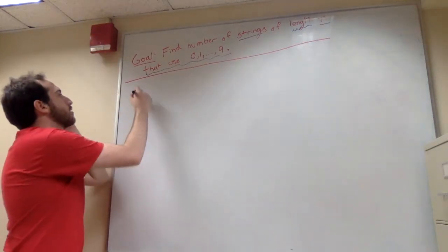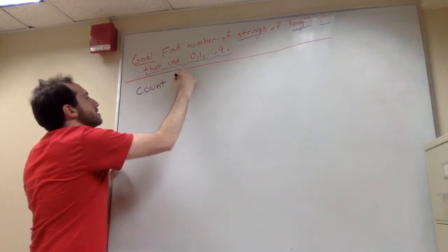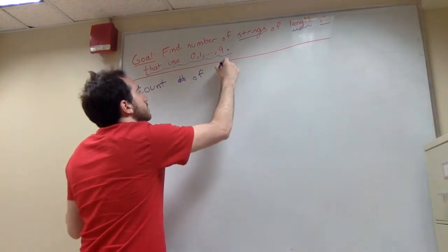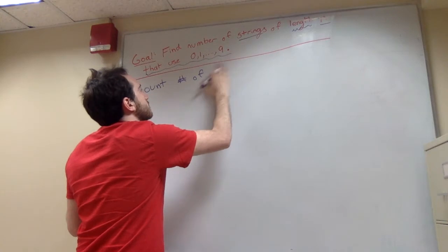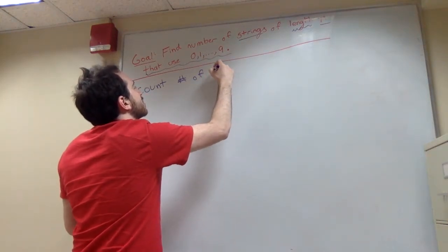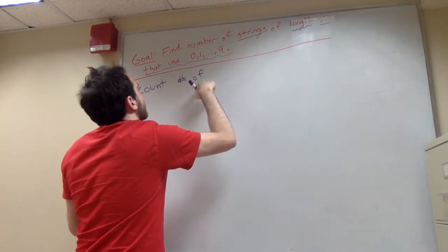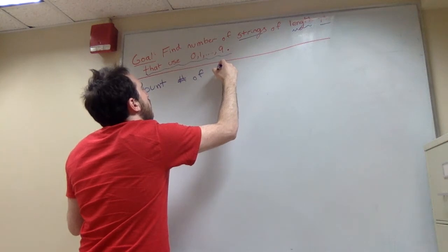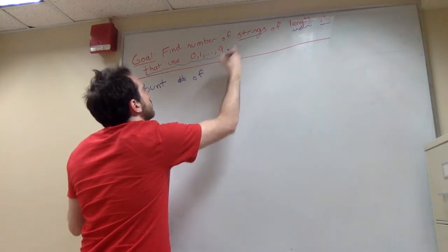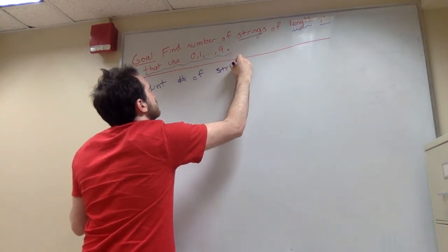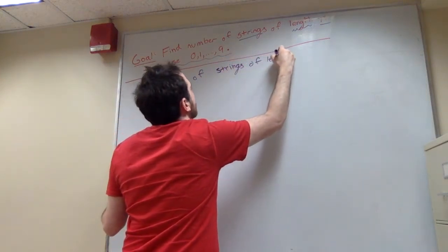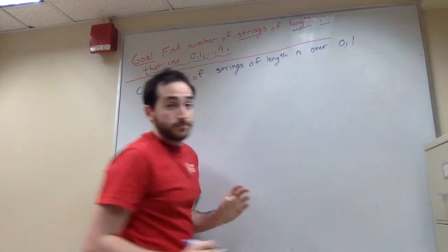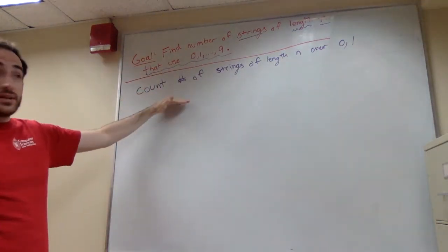So let's say I want to count the number of... factors is a bad one. The number of... I didn't actually think of an example before. Let's say the number of... let's do this one. Strings of length n over 0 and 1. So now our strings can only be 0 or 1.